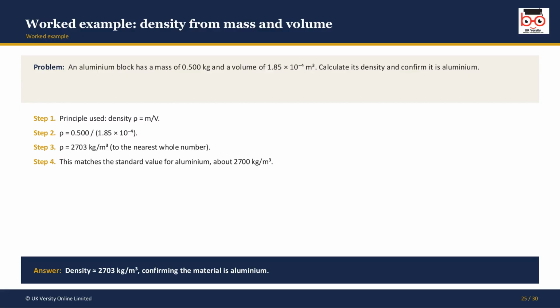Let's finish the calculations with a density problem. An aluminium block has a mass of 0.500 kilograms and a volume of 1.85 times 10 to the minus 4 cubic meters, and we want its density to confirm it really is aluminium. Density is mass over volume, so 0.500 divided by 1.85 times 10 to the minus 4, which comes to about 2,703 kilograms per cubic meter. That matches the standard figure for aluminium, around 2,700, so the material checks out as aluminium.